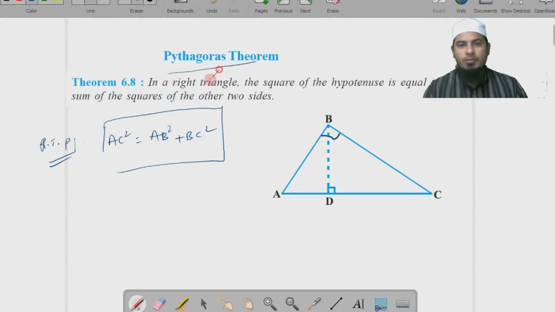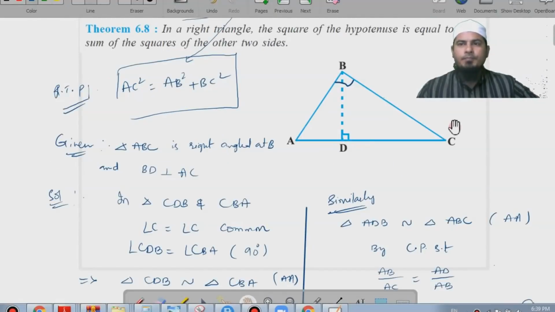The Pythagoras theorem statement tells that AC square, that is hypotenuse square, is equal to the sum of the squares of the other two sides. We need to prove that in this figure. So we have constructed altitude BD on AC. With the help of this, we need to prove the statement. Here I'll show you the technique to prove the Pythagoras theorem. What is the technique? When we have AC square is equal to AB square plus BC square, we need to make AB square and BC square by proving two triangles similar and using CPST.